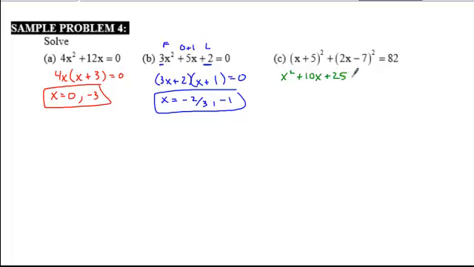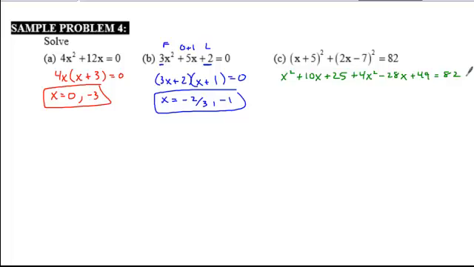I'm going to do the same thing with my second binomial square. Square the first term. I square the 2, square the x. Take the product of these terms and double it for my middle term. 2x times a -7 is -14x. Double that, I get -28x. And then finally, my last term squared, -7 squared is plus 49. And that's all set equal to 82.